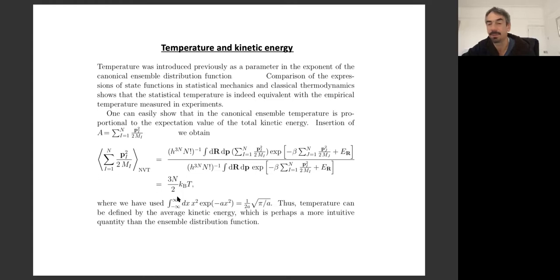And this you have seen many times in classical thermodynamics, chemical thermodynamics. So you have a half kT of kinetic energy on average, in your ensemble average, in each degree of freedom. Okay. So that's the meaning of the temperature, right? The temperature is proportional to the ensemble average of the kinetic energy.